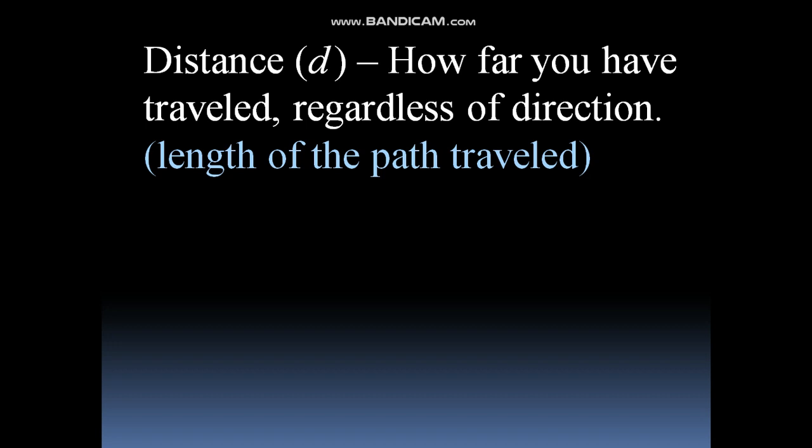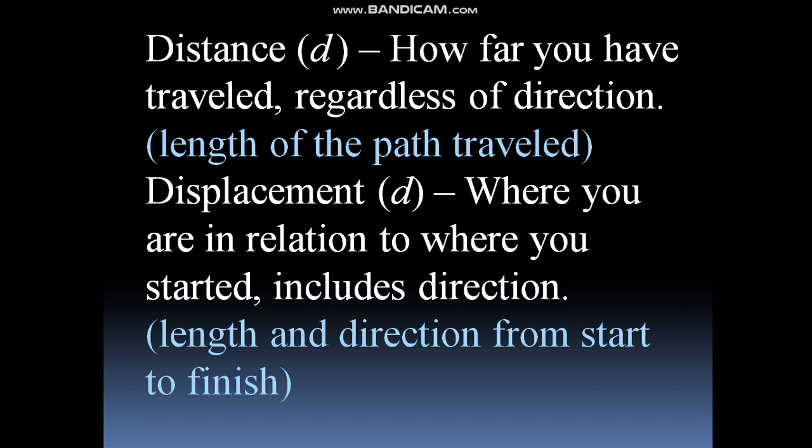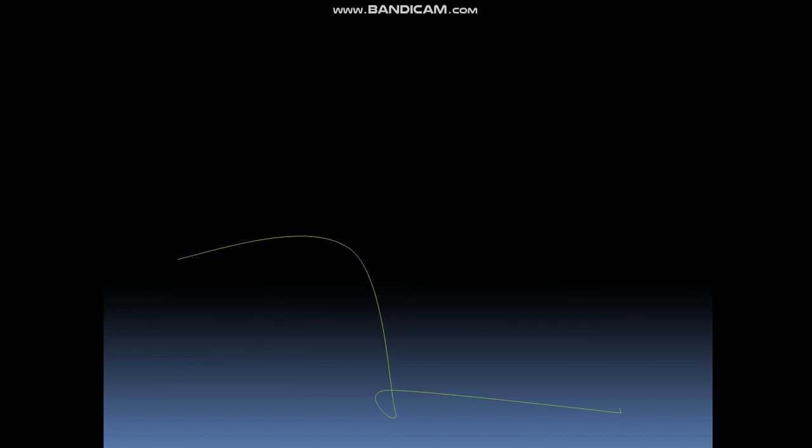Now, distance means how far you have traveled, regardless of direction. That means I can say distance is the length of the path traveled, whereas displacement is with direction. It is the path or the length covered with direction. So where you are in relation to where you started includes direction. That means length and direction both make displacement.